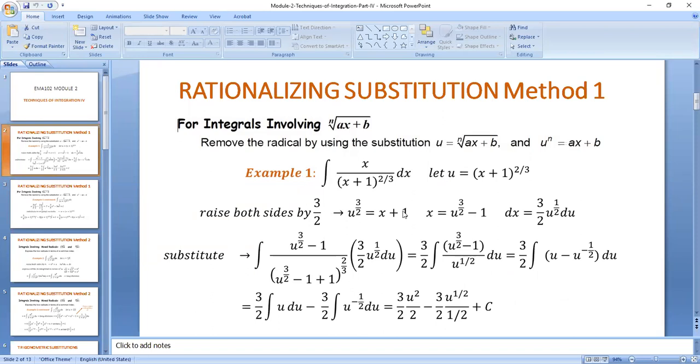When do you use this? Whenever your integrals involve this expression, determining the nth root of an x variable plus a real number, or an x variable with a coefficient other than 1, or a number multiplied to it other than 1, plus another real number. You will use this method.